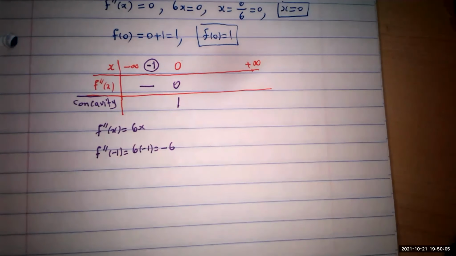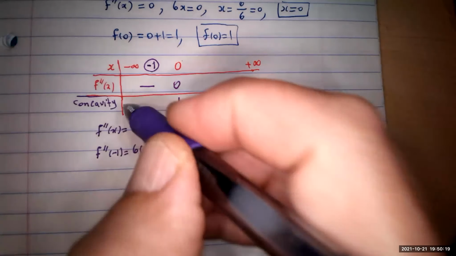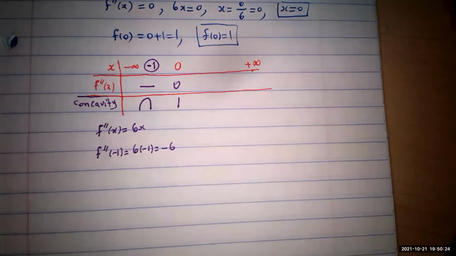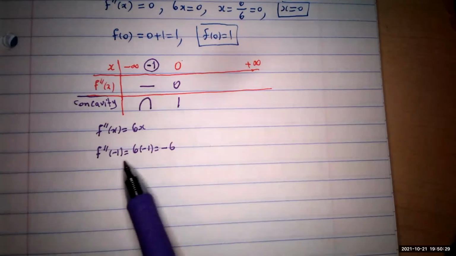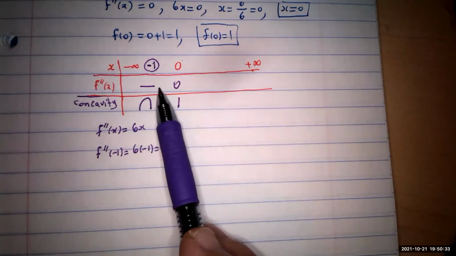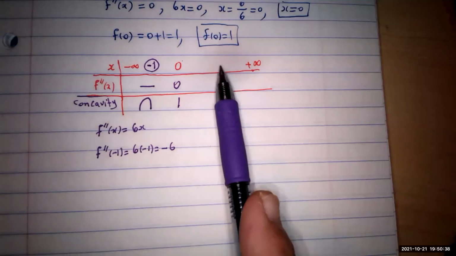Any question? So in this part, f double prime is negative. You know that when f double prime is negative, your graph is going to be concave down. You have to give us the shape of the graph: concave down. So we put the negative 1 into the f double prime to check the sign, and if f double prime is negative, the graph is curving down. Any question?